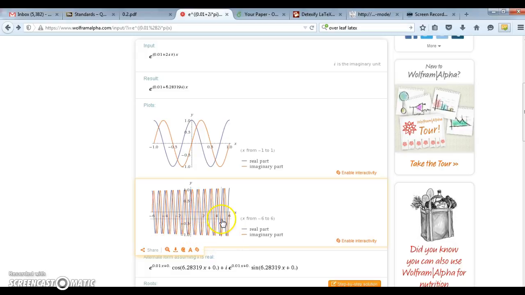Starting right here, you can see the amplitudes getting larger as we move outwards in x. And then here's the real part, here's the imaginary part. Pretty much exactly what we'd expect. So that is all I've got for this standard.